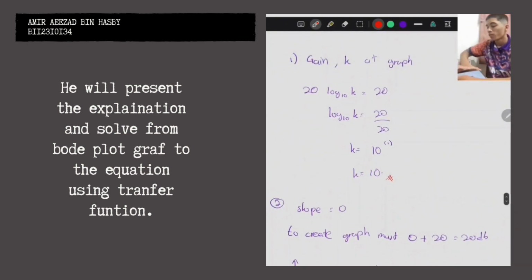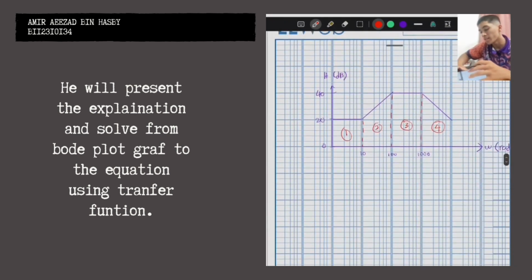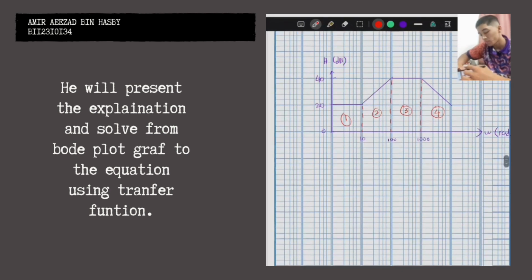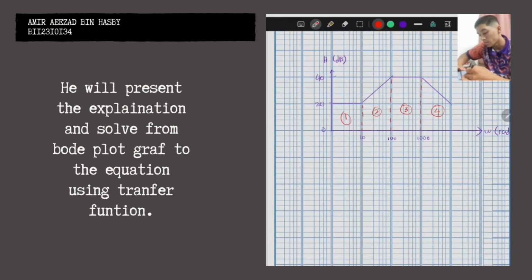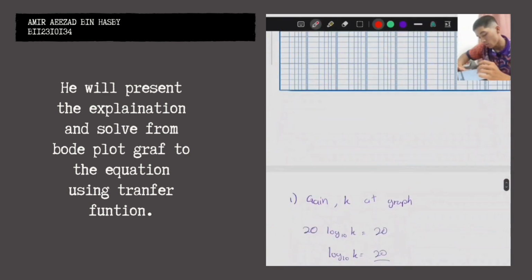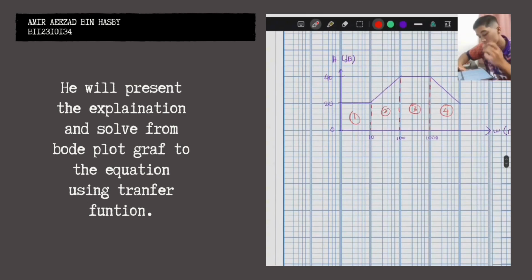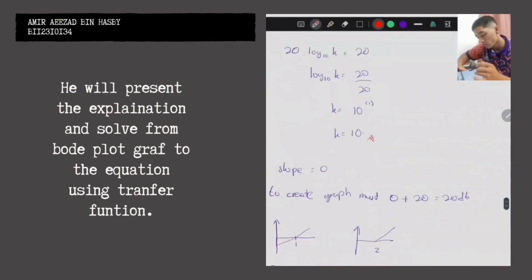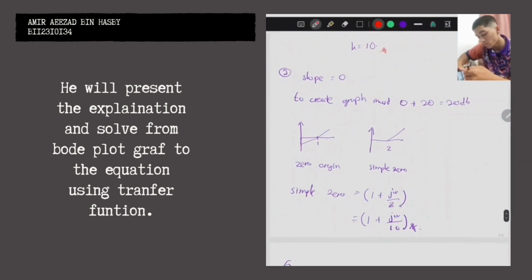Okay. For the second part, you can see there's an increase in the graph, increasing with a value of 20. So to create the graph, it is a continuation from the first part of the graph. Here you can see it increases by 20. So to create the graph, it must increase 20 decibel.